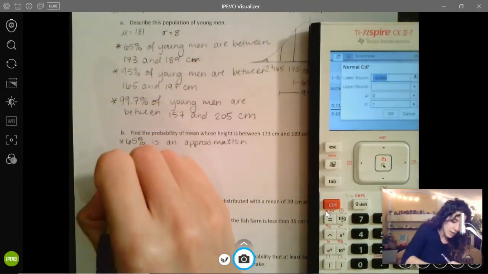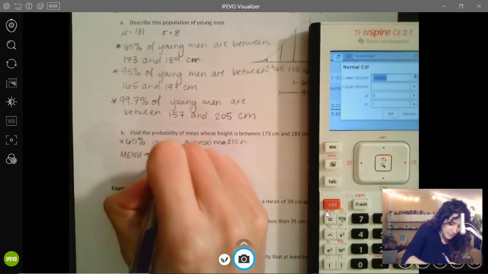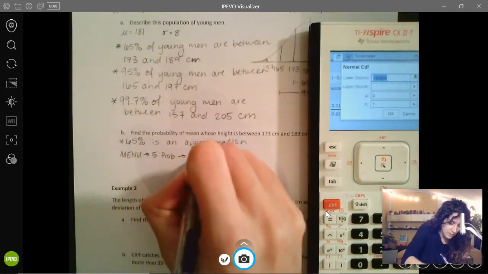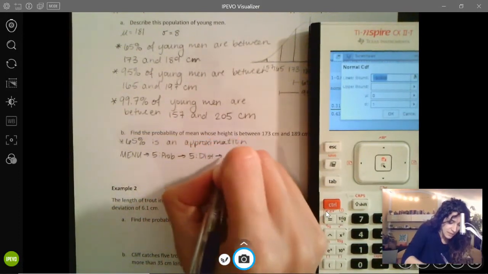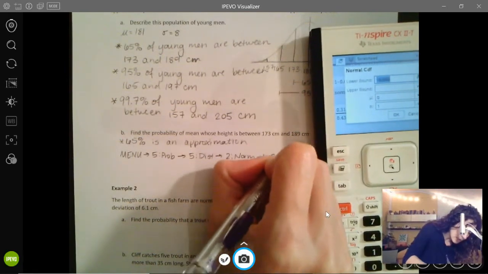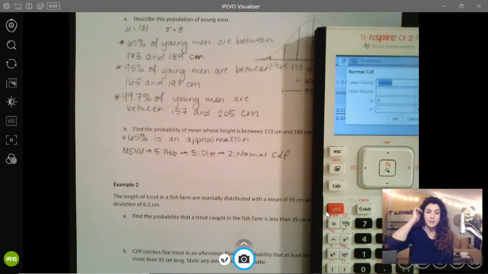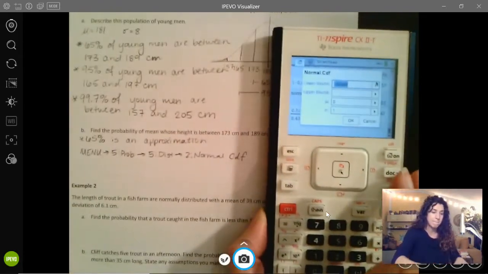So normal distribution. So type out that process. We go to menu. We go to 5, probability. We go to 5, distribution. And then we go to 2, which is normal CDF. I'm pretty sure if you have a TI-84 that normal distribution is close by to what your binomial distribution was, just like this one is for our TI-Nspire. So hopefully that'll be easy for you to find. If not, you know the drill.